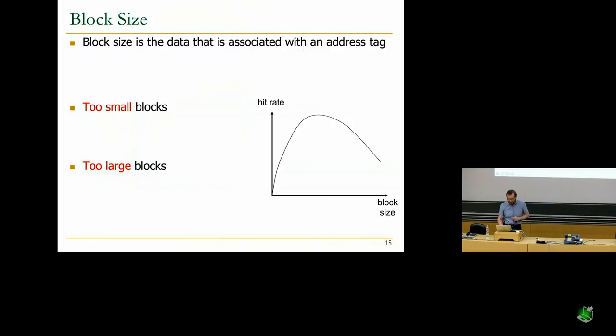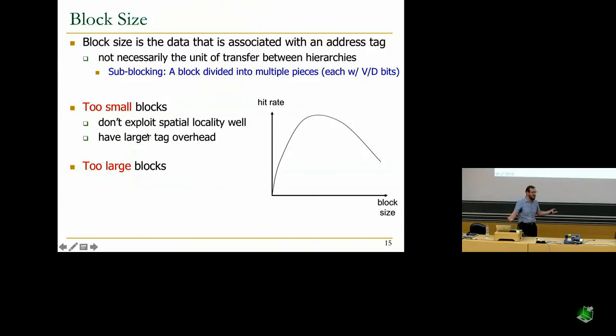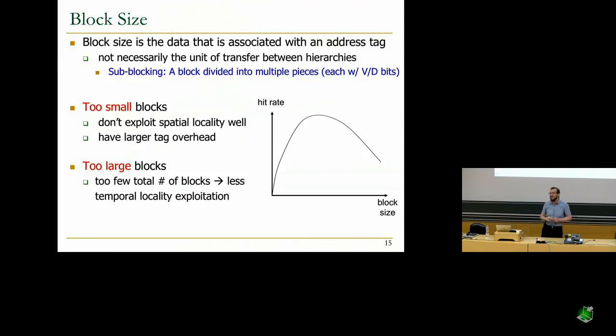That's the trade-off. If you have too small blocks, we've discussed this already, it doesn't exploit spatial locality well, clearly. And too small blocks have another downside, which is they have larger tag overheads. Remember, if you reduce the block size, you're increasing the tag store size because you need to identify that block. Your tag is large. Too large blocks, on the other end, you have too few total number of blocks. You can have one block in the 1 megabyte cache if your block size is 1 megabyte.